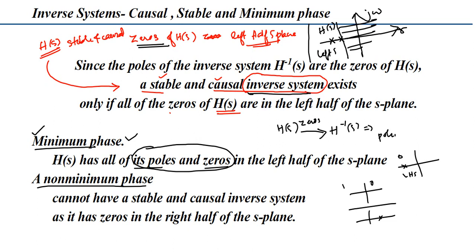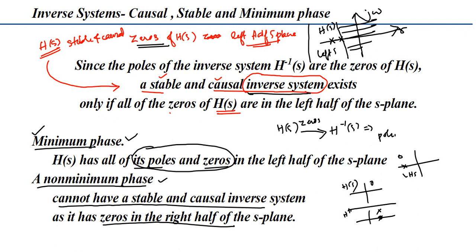This is h of s and this is h inverse of s. So that's why, with a zero in the right half of the s plane, we cannot have a stable and causal inverse system if it is non-minimum phase.